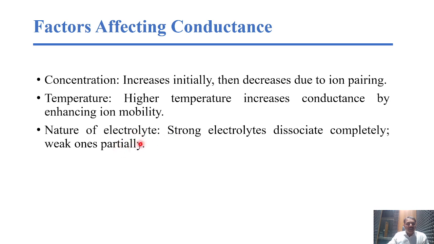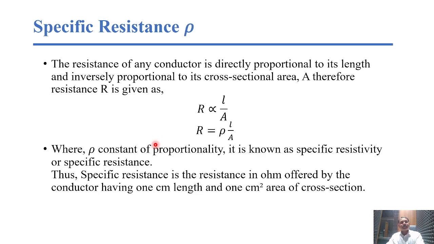Conductance also depends on the nature of the electrolyte. There are two types of electrolyte, strong electrolyte and weak electrolyte. Strong electrolytes dissociate completely, and therefore their conductance will be higher. Weak electrolytes are partially dissociated, therefore their conductance will be lower. So conductance also depends on the type, that is the nature, of the electrolyte.